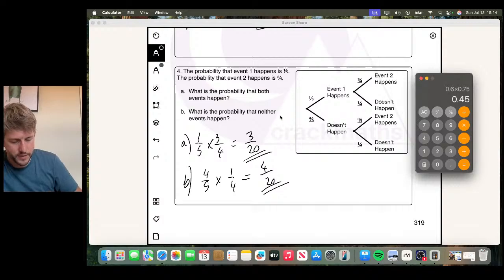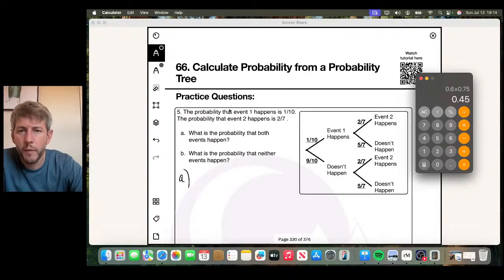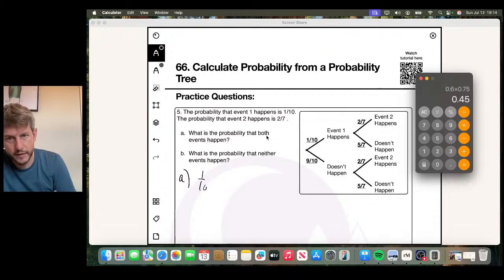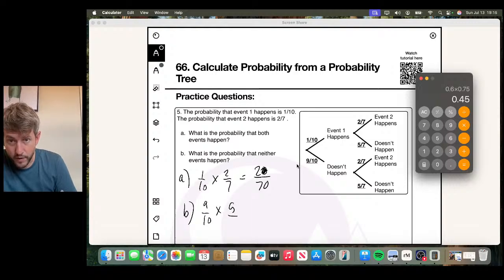Okay, question 5. What we have here is the probability that event 1 happens is 1 out of 10. The probability that event 2 happens is 2 out of 7. What is the probability that both events happen? Okay, so we've got 1/10 times 2/7 equals 20. No, it equals 2/70. And then B, what is the probability that neither events happen? So that would be 9/10 times 5/7, which will be 45/70. Okay, right.